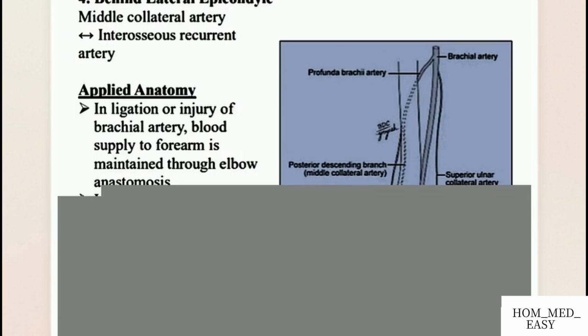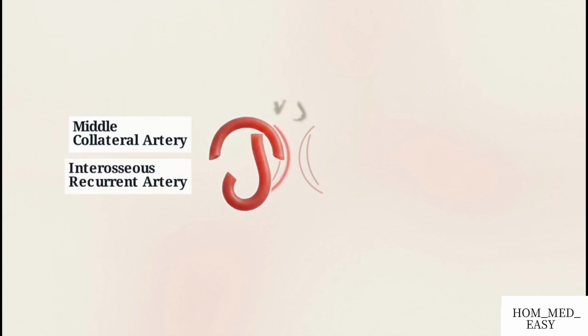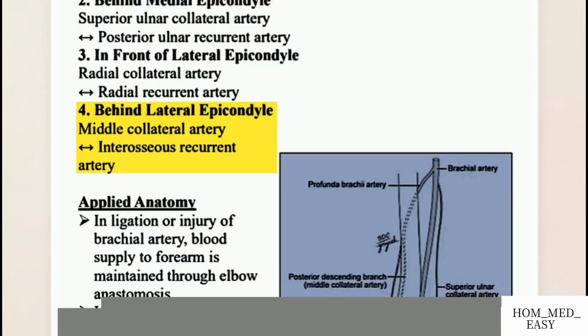The final descending vessel is the middle collateral artery. The schematic clarifies its anatomical path by providing its alternative clinical designation, the posterior descending branch. This posterior branch drops down to intercept the final ascending vessel, the interosseous recurrent artery, which rises from the deep structural tissues of the forearm. The text confirms this last connection point, completing the circuit behind the lateral bone.